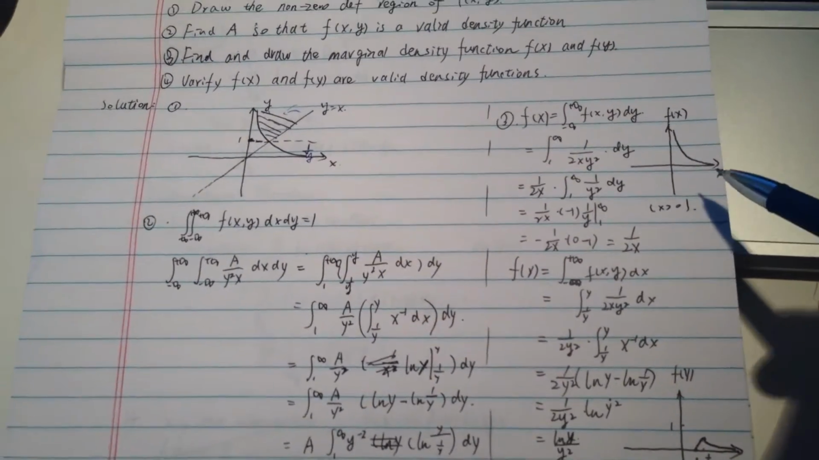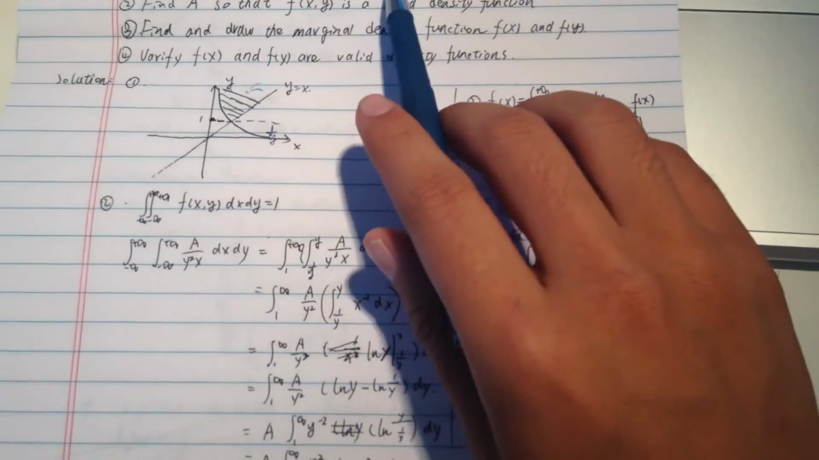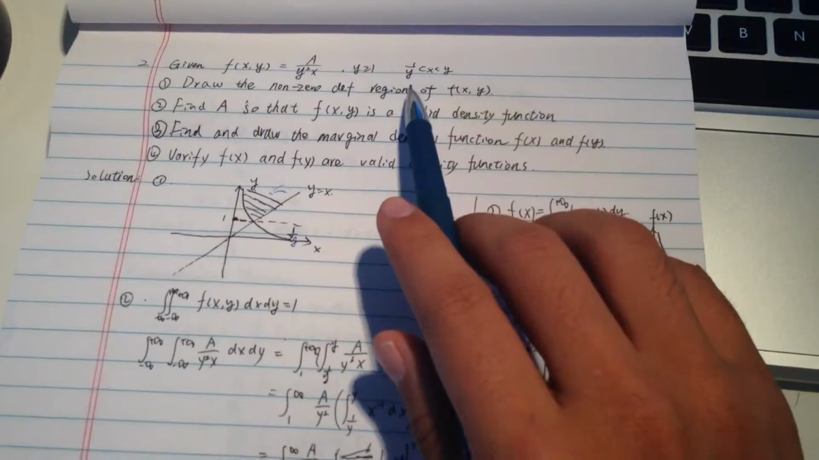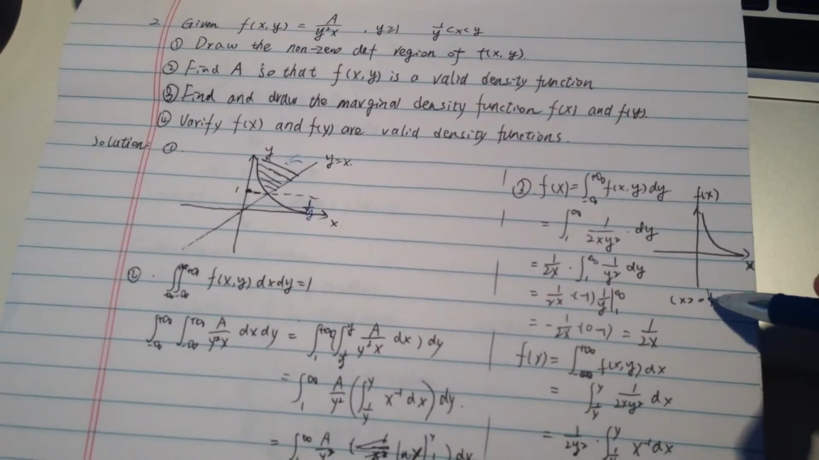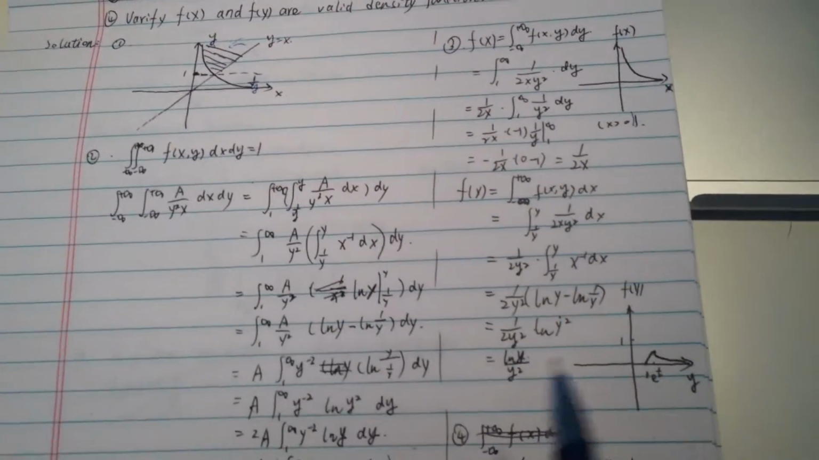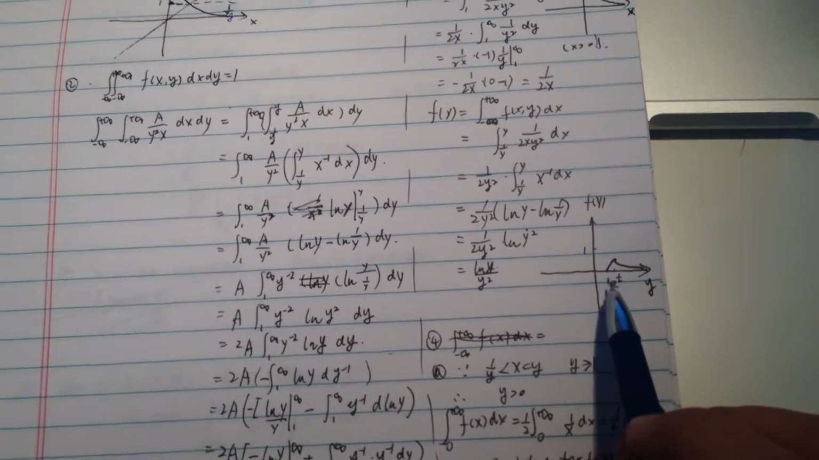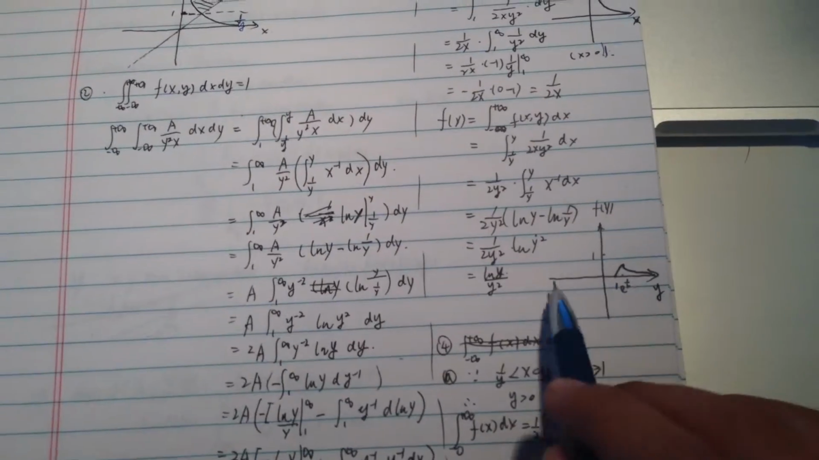Also we need to pay attention that because x is more than 1 over y, x must be more than 0. So there's only one side. And for this kind of line, with the help of MATLAB, we can draw it like this.